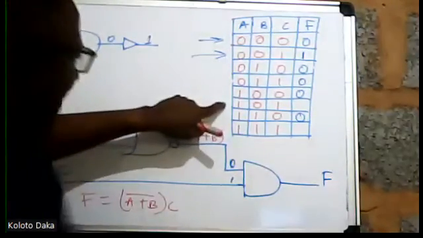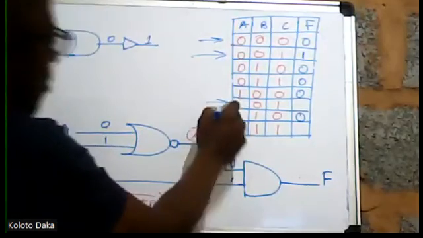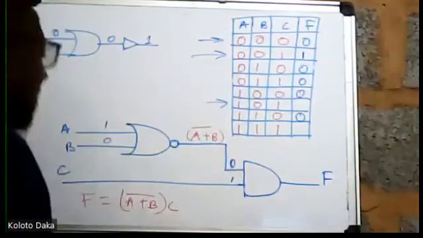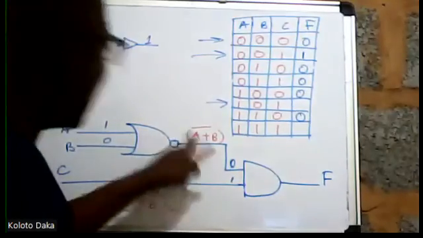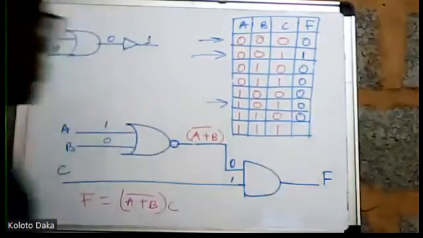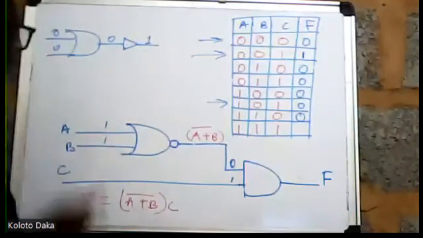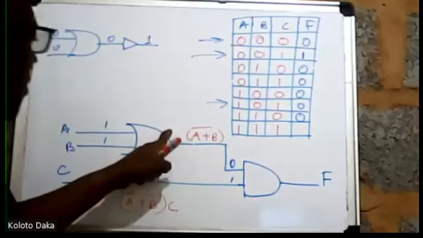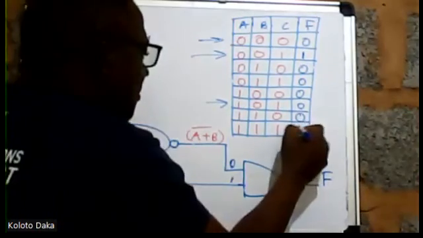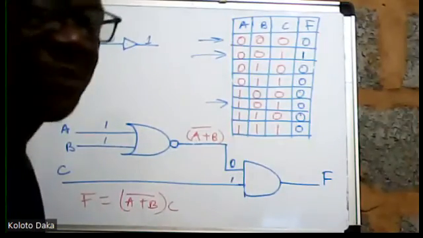When we come here, we have a 1 on A and a 0 on B. There will be 1 here, inverted, 0. It will be 0 there. We have a 1 and a 1 there. A 1 and a 1 will give us a 1. Invert the 1, it will give us a 0. That is the truth table.